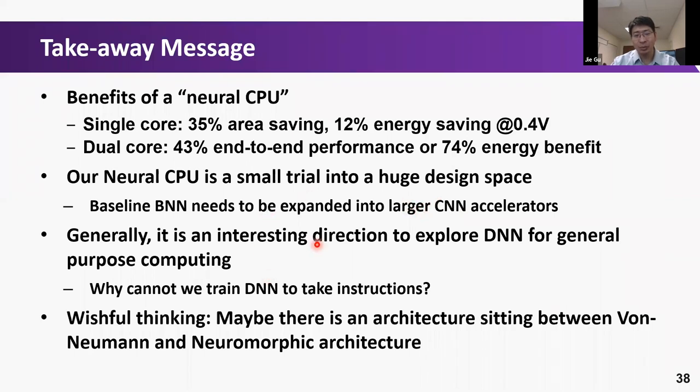But anyway, I think the work leads to an interesting direction. That is, can we explore using a DNN type of neural network architecture to perform general purpose computing? And this is my wishful thinking. Maybe there's an architecture that's sitting between the Von Neumann architecture and the neuromorphic architecture to allow us to get the benefit of both computing vehicles. And this is going even beyond the engineering world. I think even in computer science, we can study that. Can we use a deep neural network to do the CPU type of job? So that's the work I want to present in our very first topic.